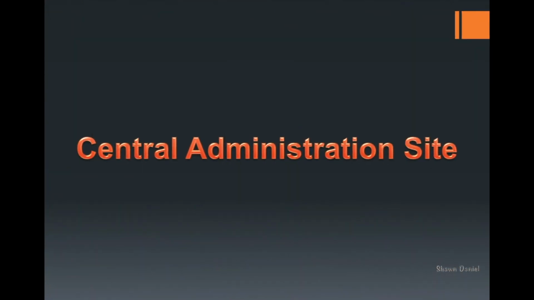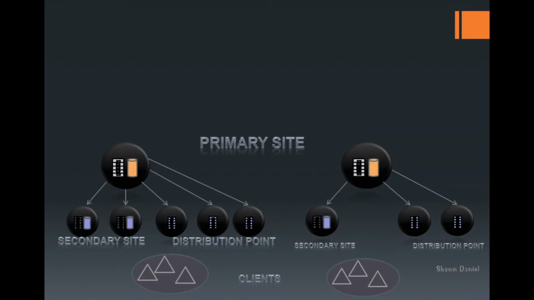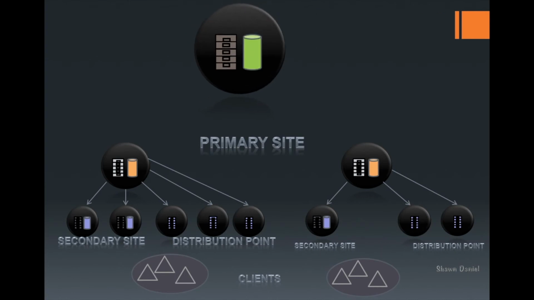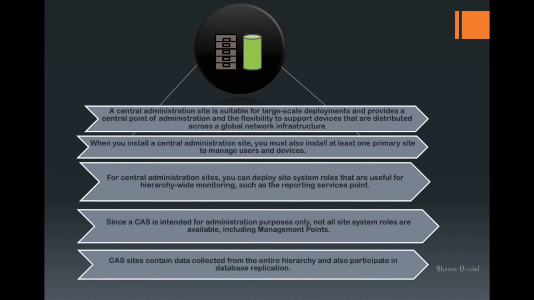Central administration site. Central administration site will form the top level hierarchy of multiple standalone primary sites. It has a corresponding database. A central administration site is suitable for large-scale deployments and provides a central point of administration and flexibility to support devices that are distributed across a global infrastructure. When you install a central administration site, you must also install at least one primary site to manage users and devices.